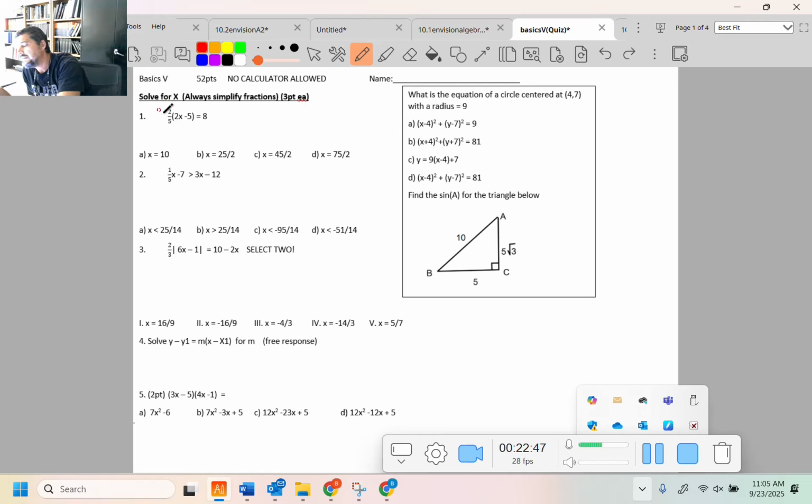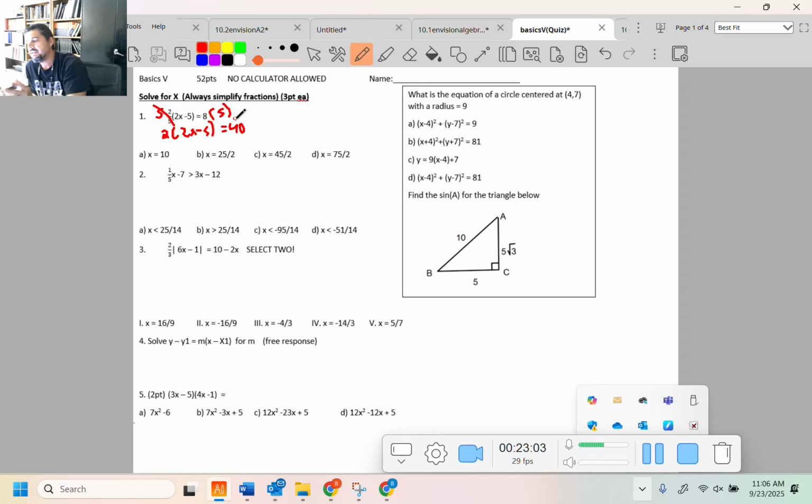Now let's clear this fraction. The opposite of division is multiplication. If you do it to the left, you had best do it to the right. That's called equality. 5's cancel. Notice I did not distribute it in. 8 times 5 is 40, so I'm left with twice 2x minus 5 is 40.